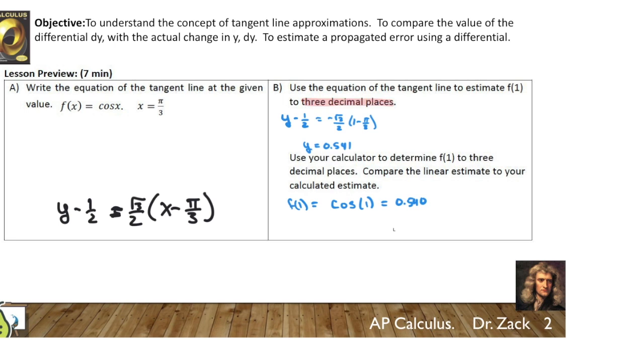to 3 decimal places, and also to show you that when you substitute the 1 into your equation for the tangent line, your answer is incredibly close to when you substitute into the function itself. And we're going to discuss why these answers are so close.